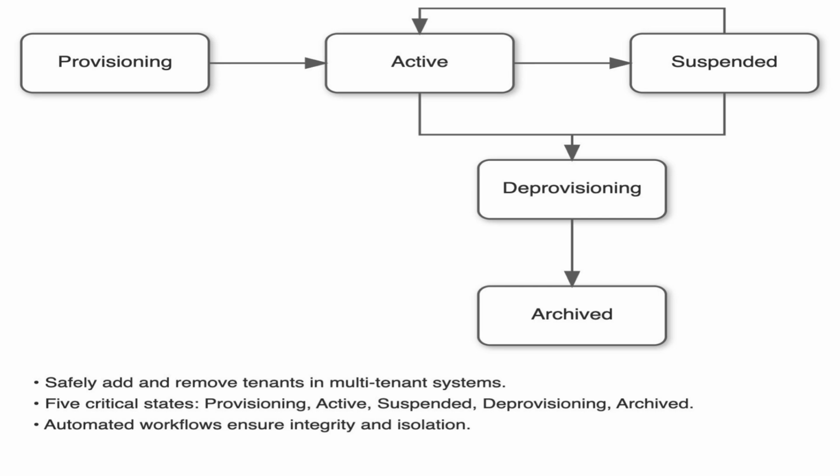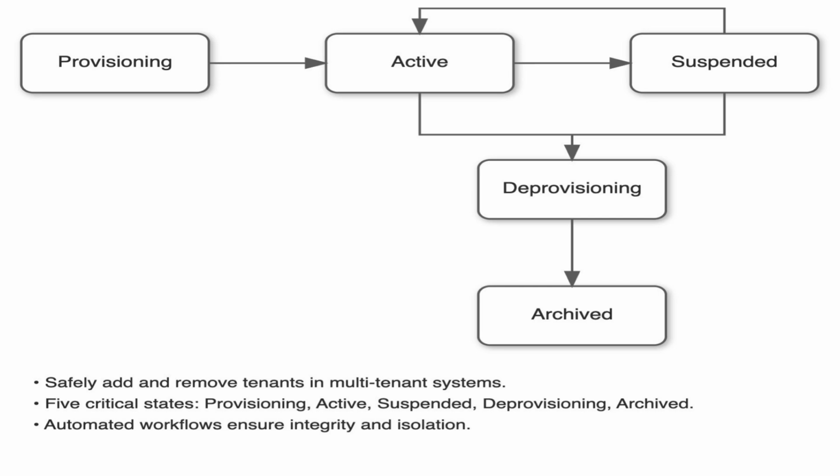This lifecycle isn't static. It involves 5 critical states: provisioning, where resources are set up; active, for normal operation; suspended, for temporary halts; deprovisioning, when cleanup begins; and archived, where data is retained but inactive. The secret to success, as seen in platforms managing thousands of changes daily, lies in automated workflows. These workflows eliminate manual errors and maintain strict isolation guarantees throughout every transition.